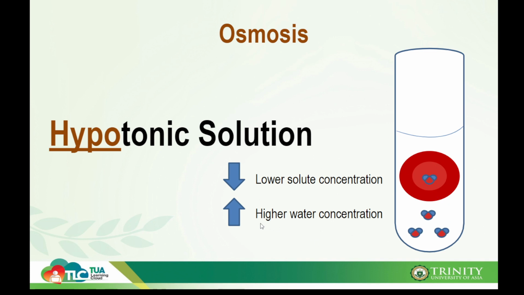So since there is higher water concentration outside the cell, by osmosis, the water molecules will try to enter the red blood cell. So the red blood cell will receive more water molecules and it will start to swell and eventually it will explode because of so much water inside of it, sasabog siya. And cell explosion is what we call lysis. All right?